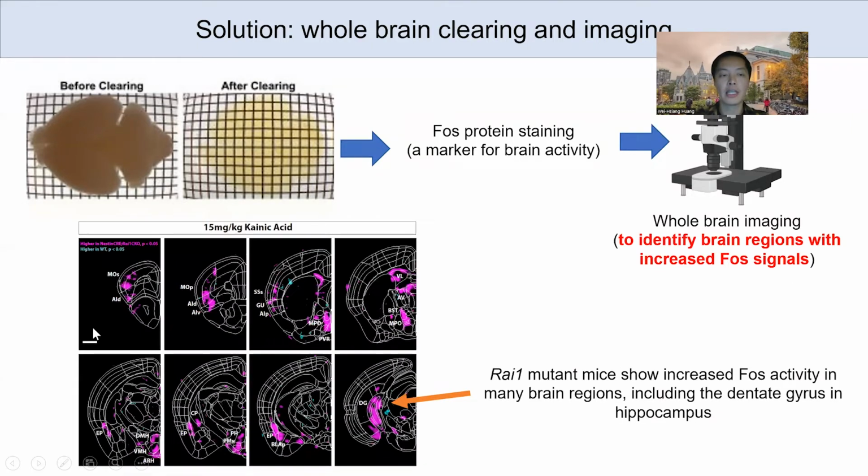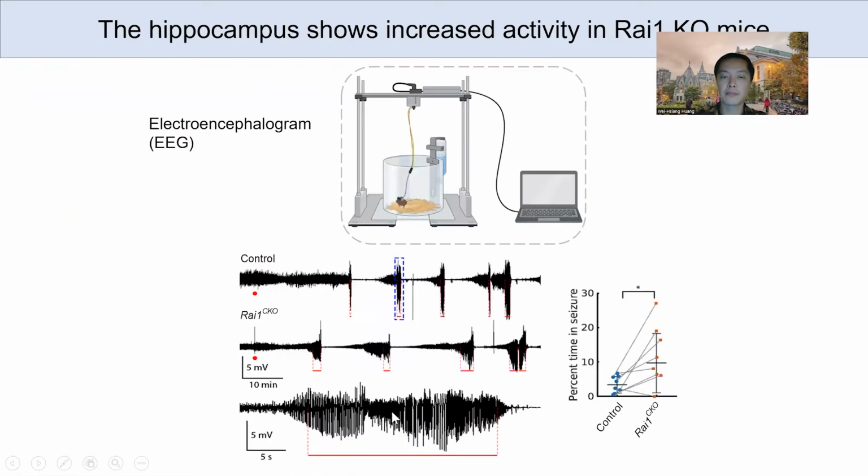So here's an example of the FOS signal. I want to focus on this region of the mouse brain called the hippocampus. We found that in RAI1 mutant mice, there is too much FOS protein if you use a kainic acid treatment, which is a drug to increase brain activity. This brain region shows too much FOS activity. So that suggests that this brain region could be hyper-excitable in the SMS mice.